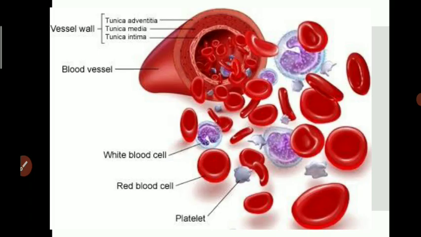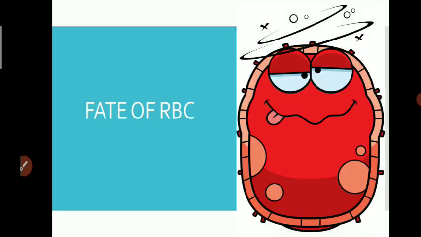Basically, RBC stands for red blood cells, and these red blood cells constitute more than 99% of the packed cell volume. That is, these are the most numerous cells in the blood. So let's discuss what happens with the RBC as it becomes old.